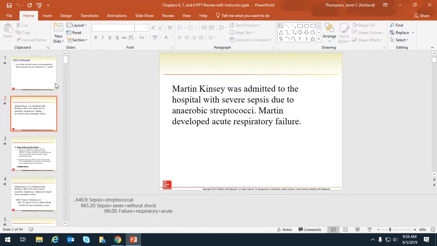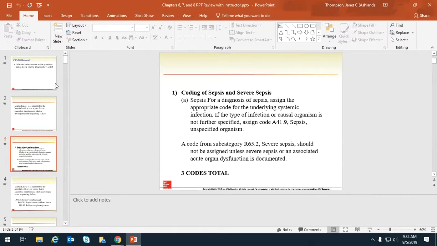Martin developed acute respiratory failure. He had lung failure. Our guidelines for coding sepsis and severe sepsis tell us what we need to do for this scenario. For sepsis, assign the appropriate code for the underlying systemic infection and the organism responsible, which was the streptococci. If it's not identified, you can use code A41.9, sepsis unspecified organism. That's the first code. A second code will come from category R65.2, severe sepsis, and an associated organ dysfunction is also documented. So there are three codes total.